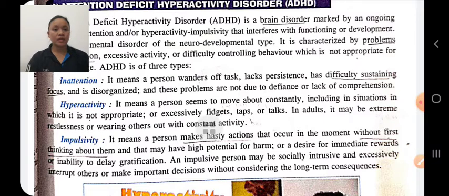Inattention means the person is unable to pay attention. He has difficulty in sustaining focus. He is unable to focus on a single point due to lack of concentration and lack of comprehension. Hyperactivity means the person seems to move constantly, continuously moving here and there. It is mainly seen in children.